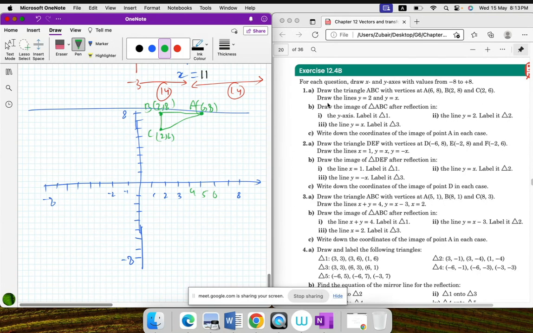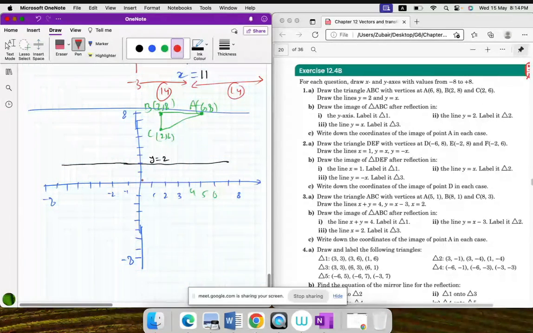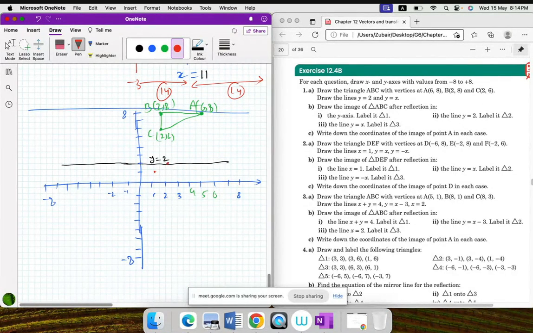And you draw the lines y equals 2 and y equals x. So first y equals 2. This is y equals 2. Draw the triangle ABC. Done. This is done. And the other line is y equals x. So we know it passes through (1, 1), (2, 2), (3, 3), and so on.